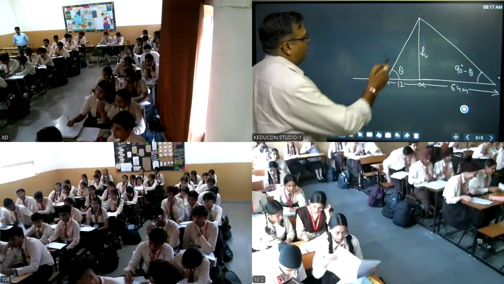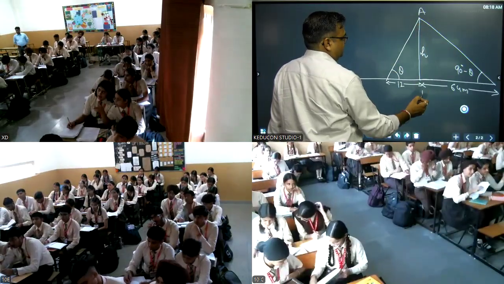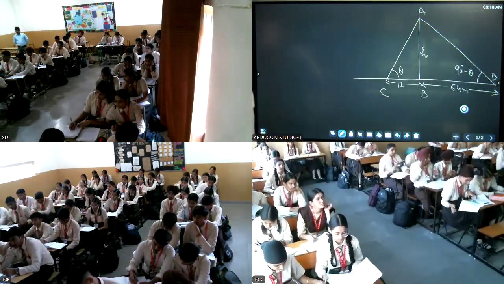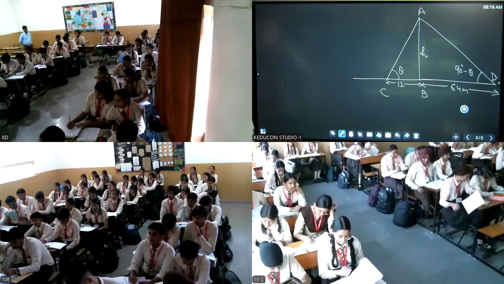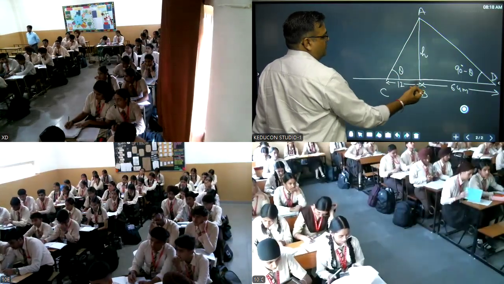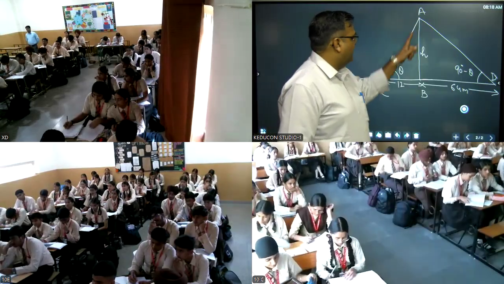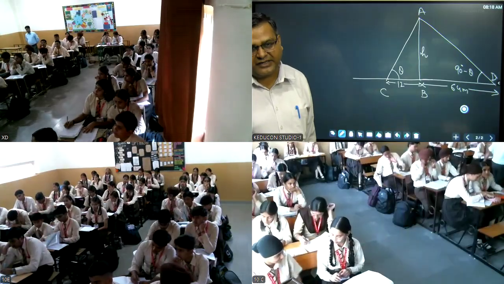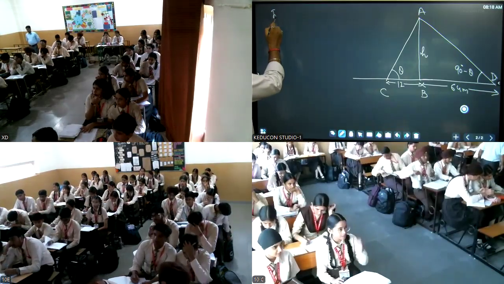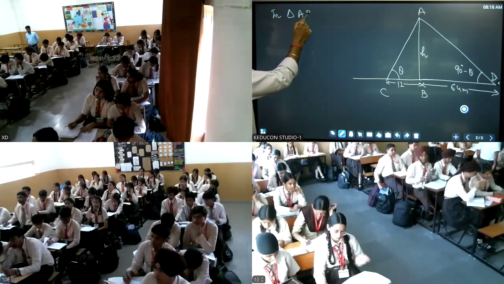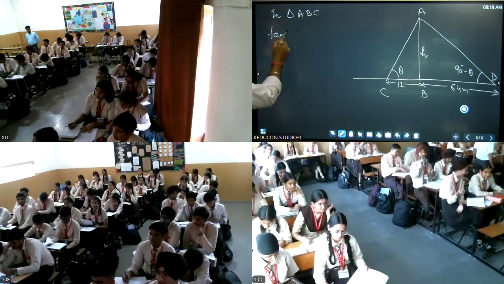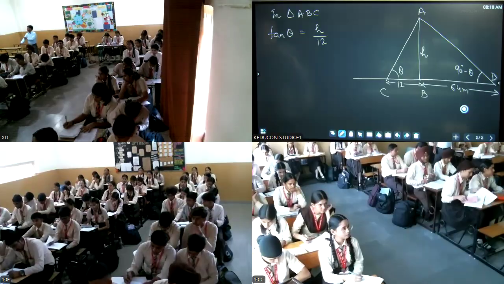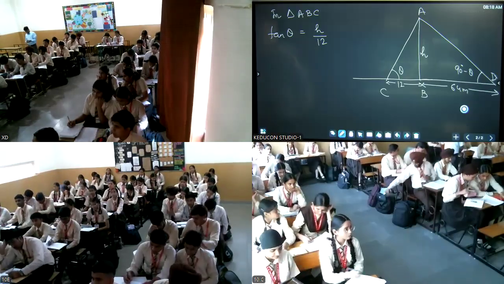Let's say the tower is AB. This point is C, this point is D. Now we'll apply the concept of tan theta in two triangles, that is ABC and ABD. In triangle ABC, what will be tan theta? H upon the base. Is this clear?